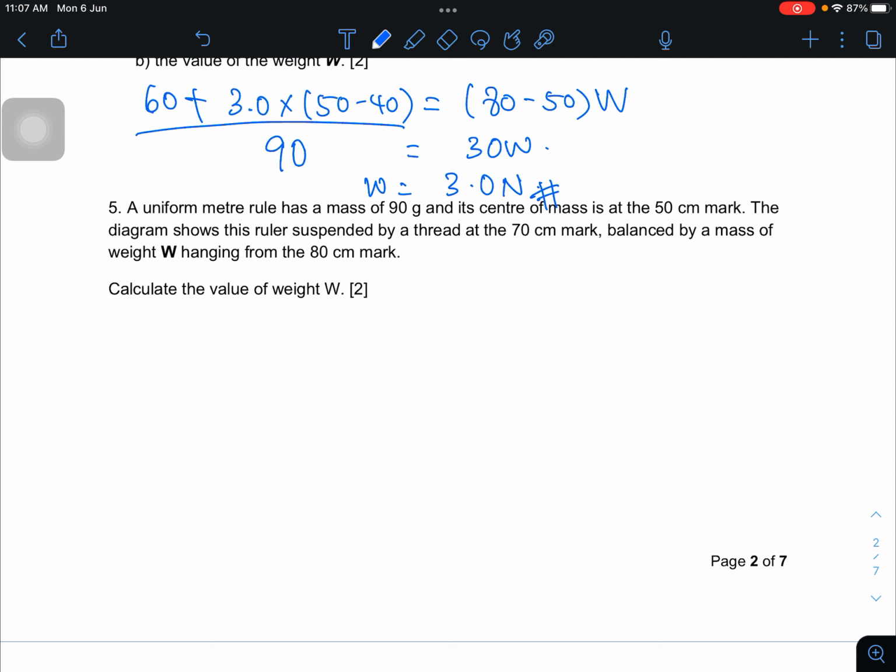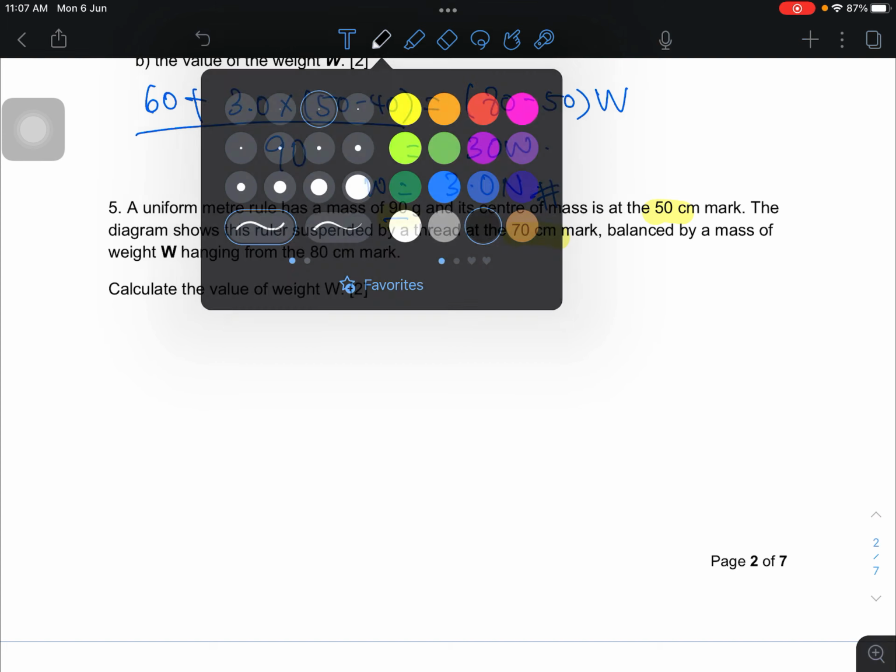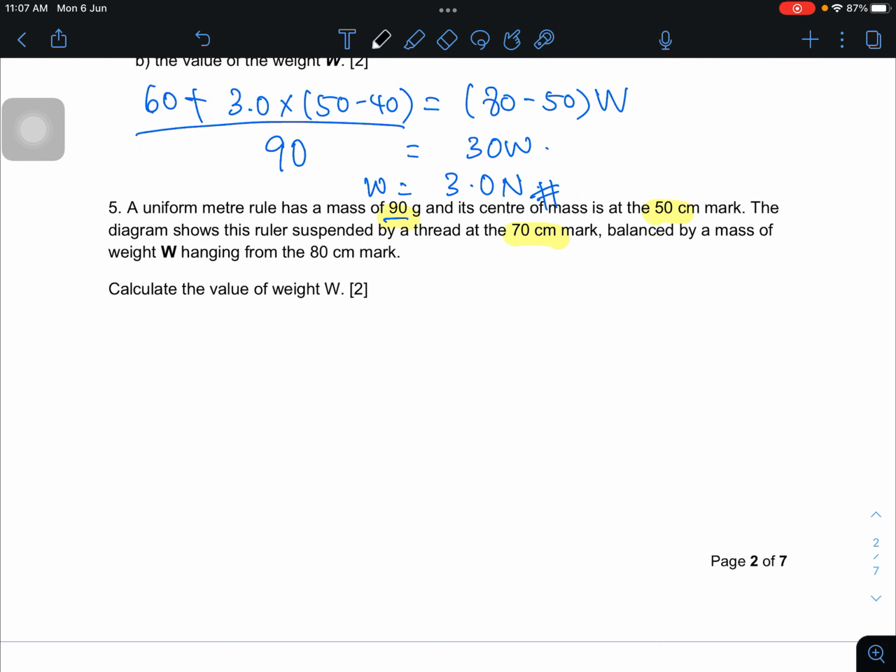Question 5. A uniform meter rule has a mass of 90 gram. Center of mass at the 50 cm mark. The diagram shows the ruler suspended by a thread at the 70 cm mark. I know there is no diagram given to you, but you can draw the diagram on your own. It is balanced by a mass of weight W hanging at the 80 cm mark.